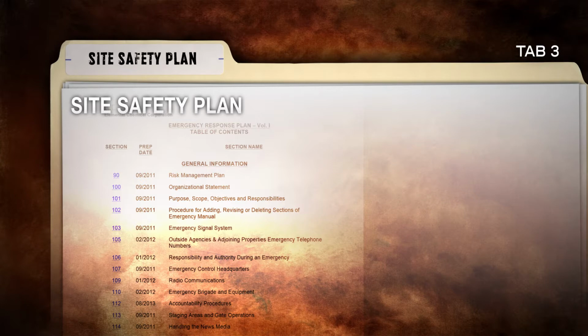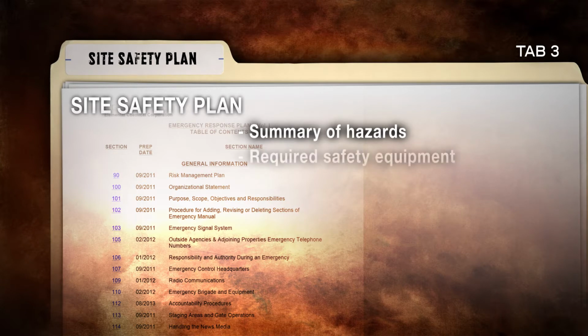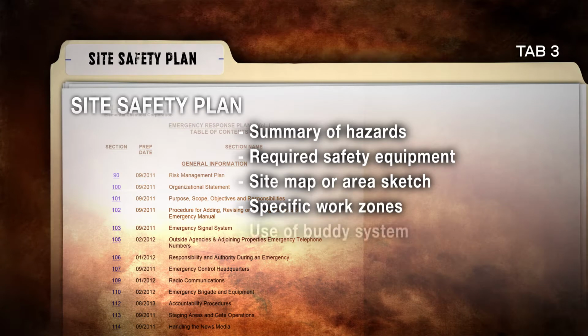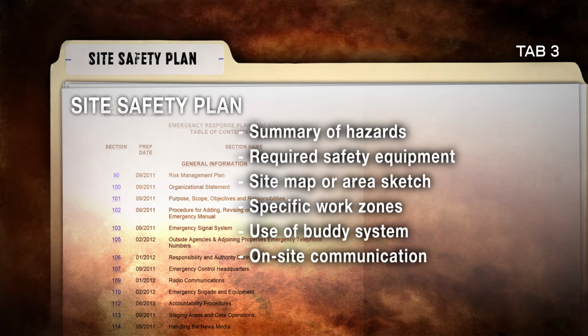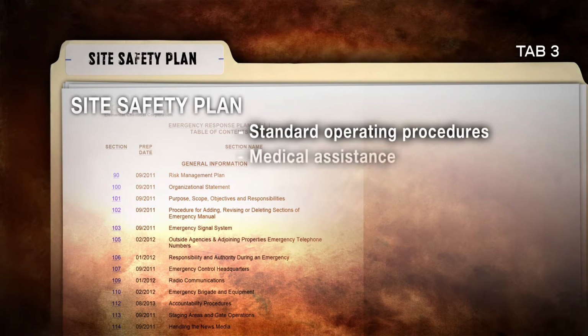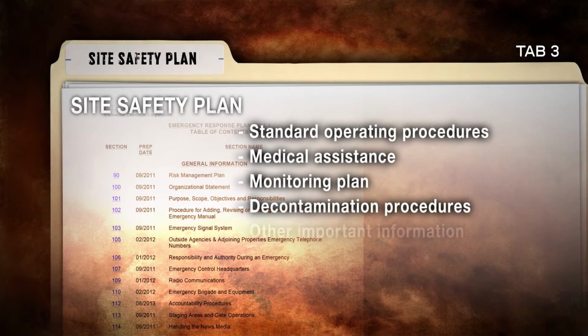An effective site plan consists of the following elements: a summary of hazards that the team is likely to encounter, a review of the safety equipment necessary to mitigate the incident, including what equipment is already on hand versus equipment that needs to be acquired, a site map or sketch of the incident area, specific work zones, explanation of the use of the buddy system, details of on-site communication, command post information, an explanation of standard operating procedures, information on medical assistance, a monitoring plan, decontamination procedures, and other important and relevant information.